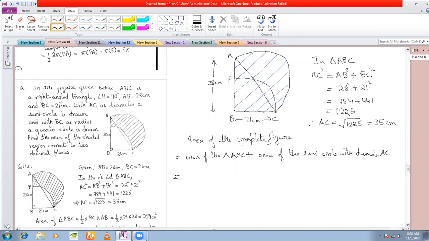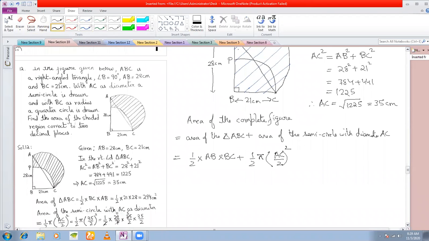Now, area of the complete figure is area of the triangle ABC, as I told you, plus area of the semicircle with diameter AC. What is the area of this triangle? Half base into height. What is the base and height here? Half into AB into BC plus. What is the area of the semicircle? Half of pi r square. What is r here? r is half of the diameter AC, that is 35 by 2. Okay.